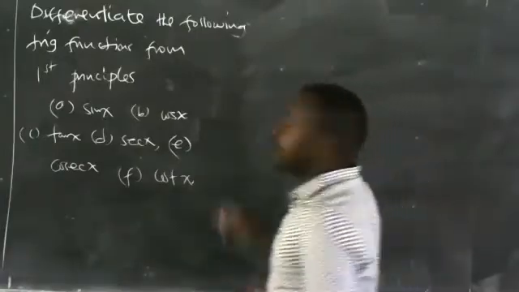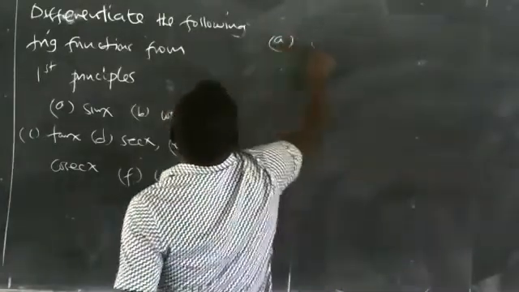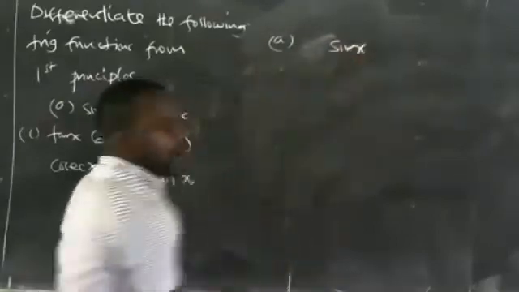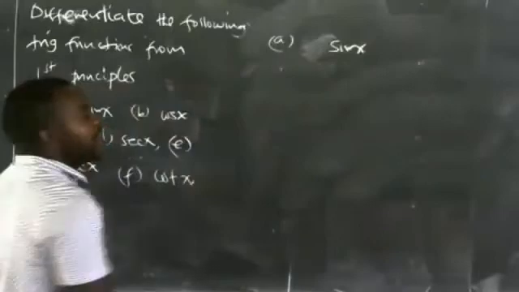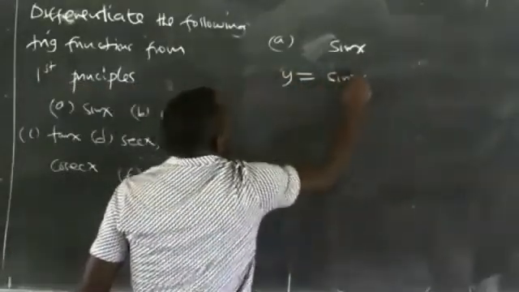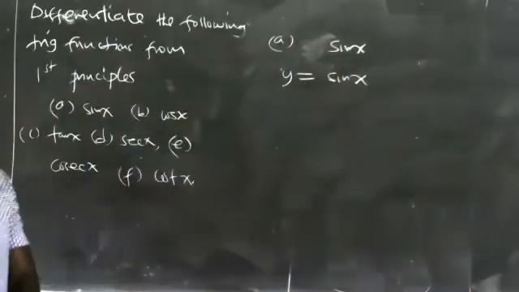So we have part A, y is sine x. So this is how we begin. You let your y be this function, sine of x. That's how we begin, okay?